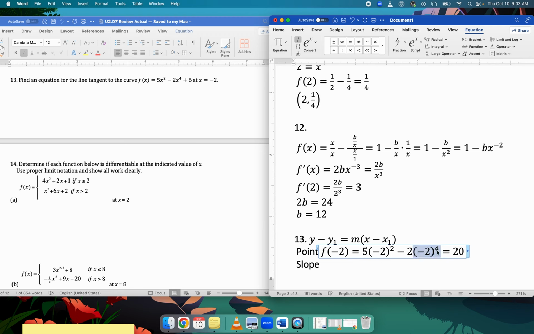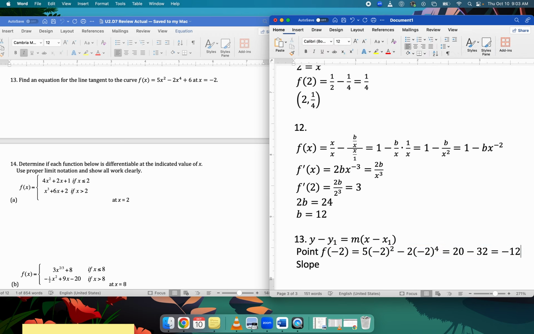To the 4 is 2, 4, 8, 16. That's positive 16, and then times another negative 2 is negative 32, I think. So that's negative 12. So I think the y-coordinate's negative 12. I'm doing these quickly. I hope I'm not doing dumb arithmetic mistakes.